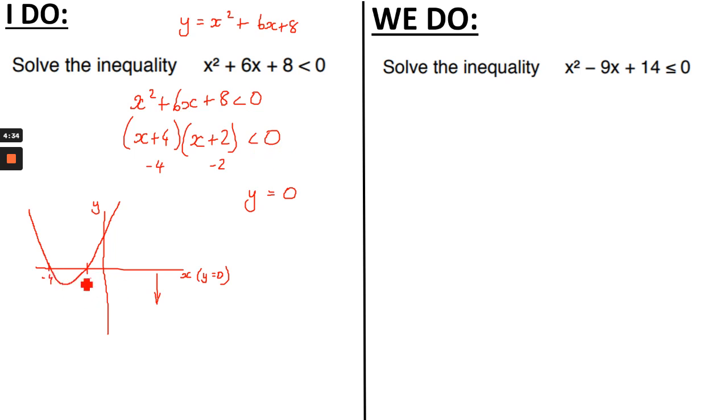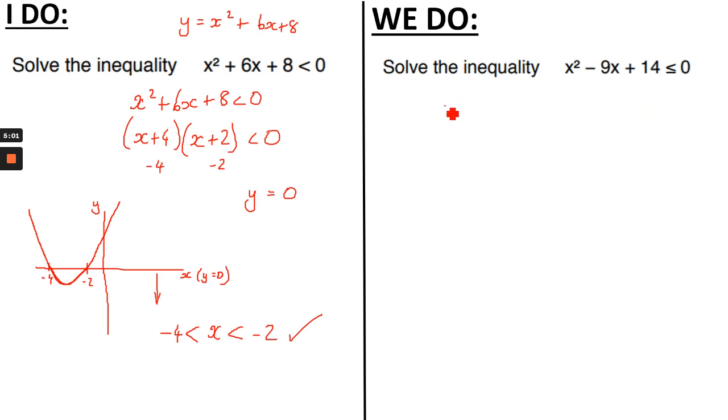I only want this bit here. What part of the graph is going to give me values lower than 0? Well, my x-coordinates must be less than -2, and they must be bigger than -4. And that is the answer, because I just want this little section of my graph. Copy that down. I will go through the next one.